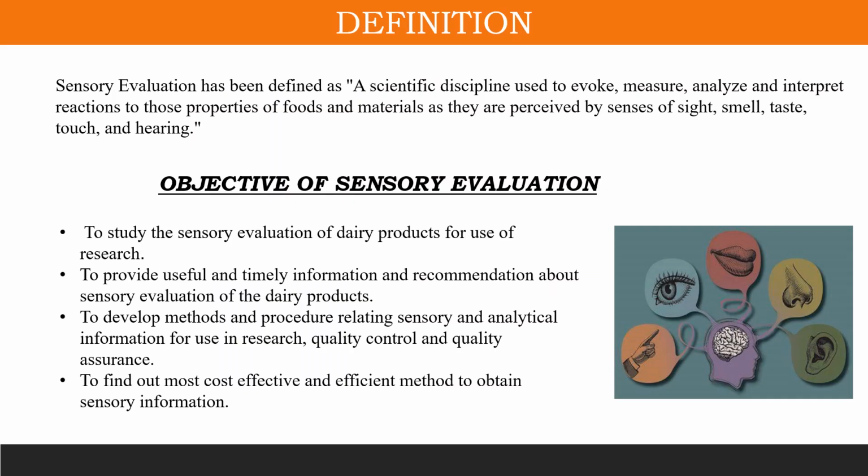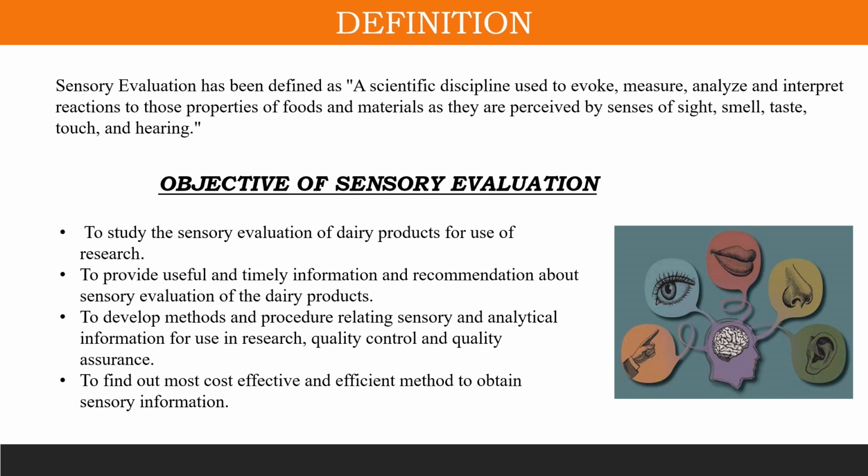Now moving first towards definition. Sensory evolution has been defined as a scientific discipline used to evoke, measure, analyze, and interpret reaction to those properties of foods and material as they are perceived by the senses of sight, smell, taste, touch, and hearing.